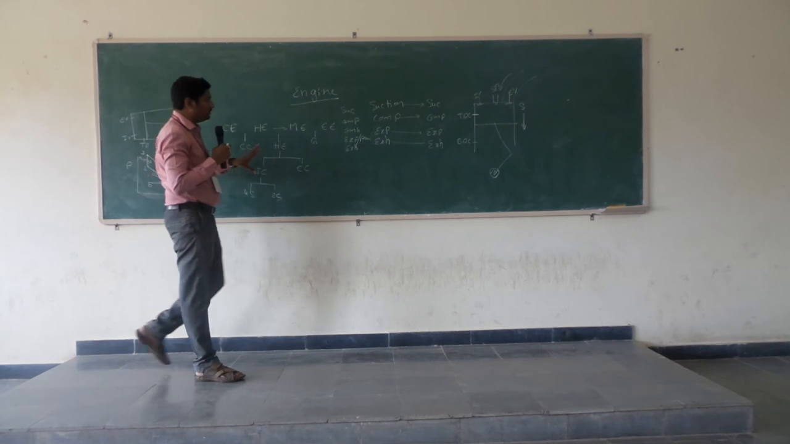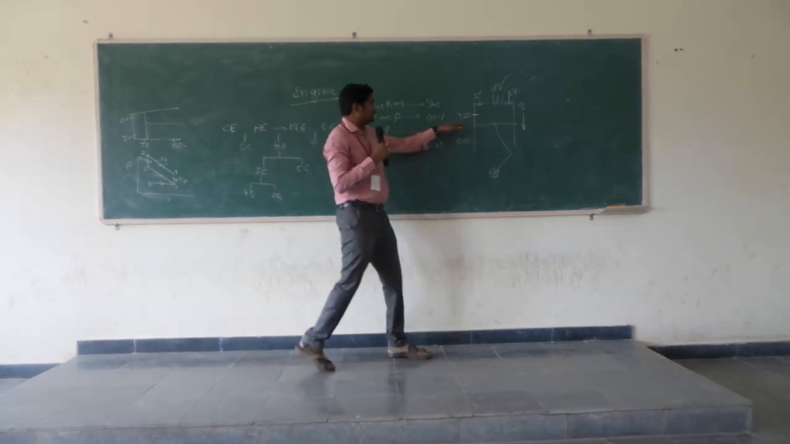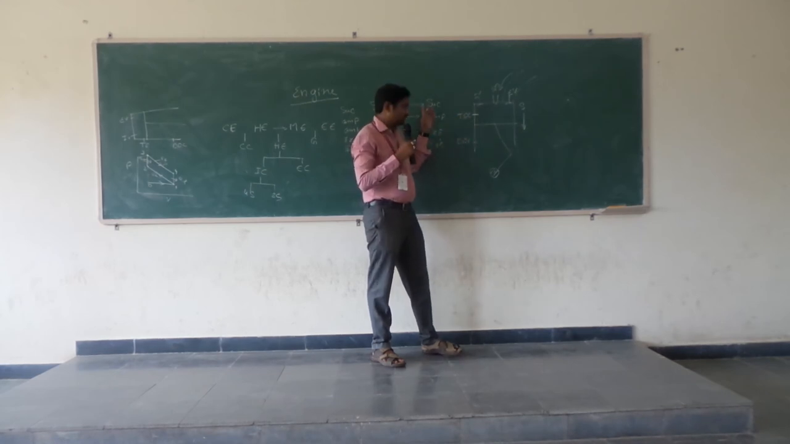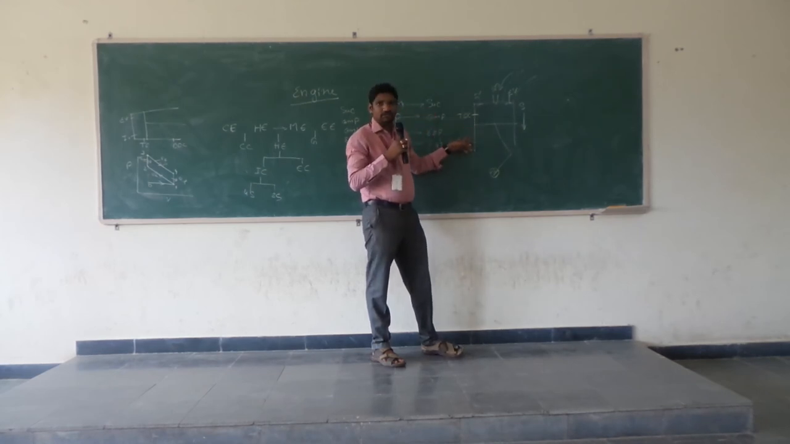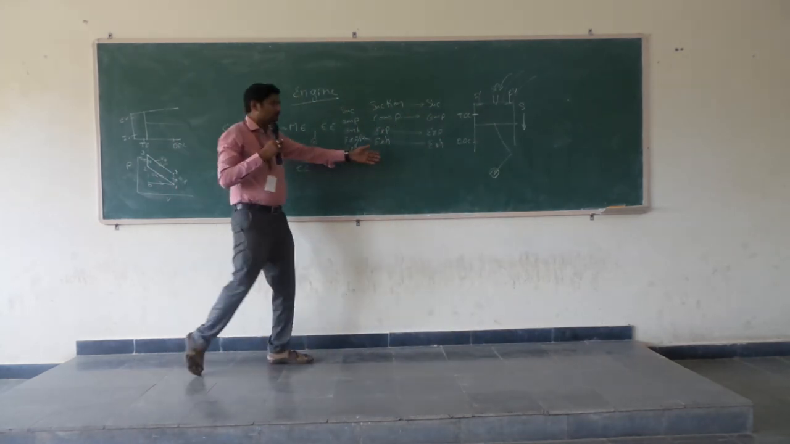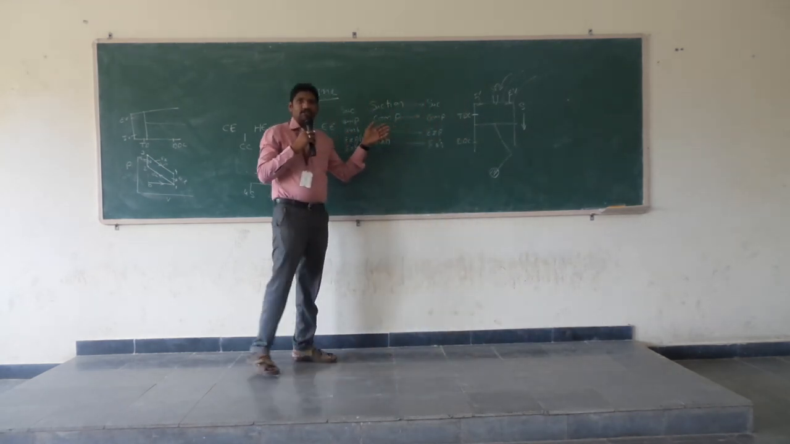In this, four processes are completed in two strokes only. When the piston moves from one dead center to another dead center, that is nothing but a stroke. If the four processes are completed in two strokes of the piston, it is called a two-stroke engine. In a two-stroke engine, we have only ports; we don't have any valves.